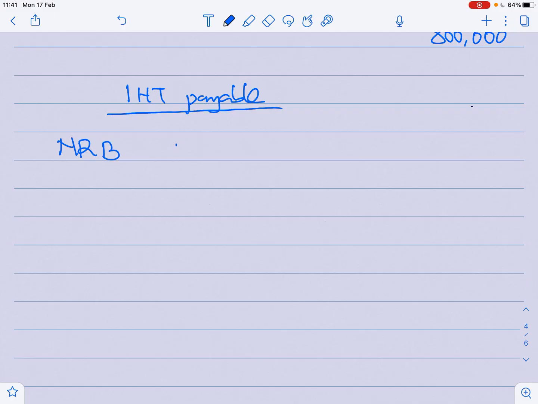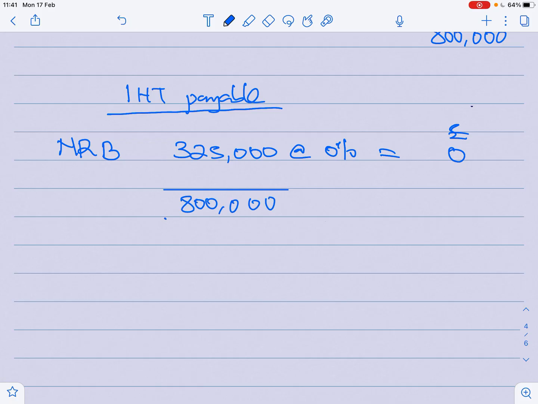So the new rate band is going to be 325,000. Okay, and the rate is going to be 0, so it will not give rise to any inheritance tax. All right, so there's something you're going to do for me now. The value of the gift itself, which is 800,000. Now let's put it down here.